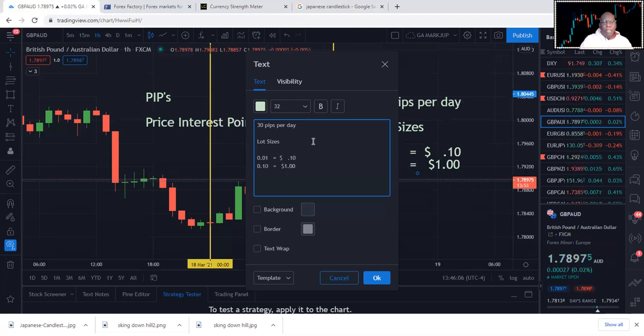Show you how the magic happens. And then you can go from 0.10 to 0.11, 12, 13, all the way up to 0.2, 0.3, 0.4, all the way till you get to 1.00. And when you get to 1.00, each pip is worth $10 per pip.